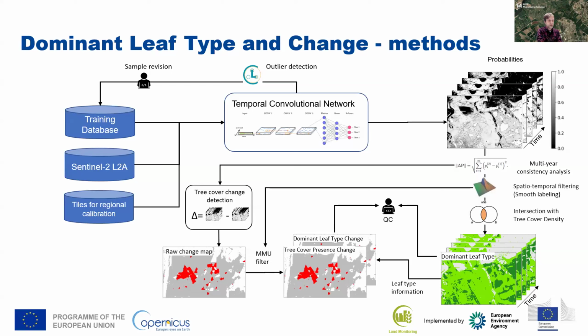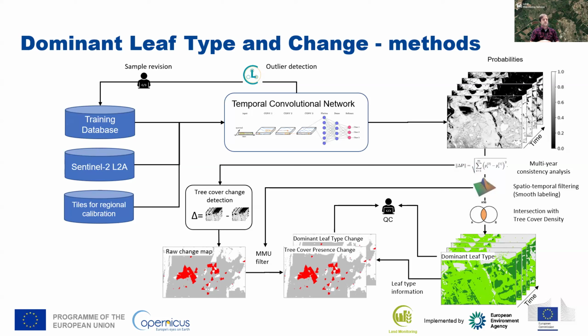During this multi-year consistency analysis, a tree cover change detection is also computed, where we basically compute the difference between the probabilities of the respective reference years, 2018 and 2021. If this difference matches a certain threshold, we consider it as change, either loss or gain. This initial raw change map then still undergoes an MMU filtering to align with the technical specifications of the change map with the 1 hectare minimum mapping unit.